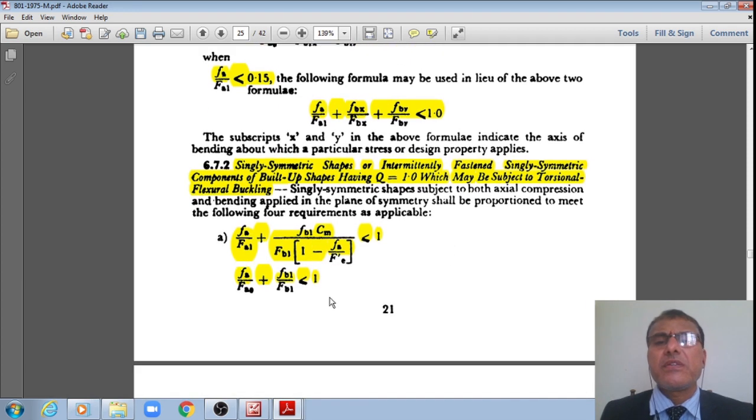Then this is of the formula: fa divided by Fa1 plus fb1 multiplied by Cm divided by fb1 multiplied by 1 minus fa divided by Fe prime should be less than or equal to 1, or that is now given by fa divided by Fac plus fb1 divided by Fb1, actual bending stress divided by permissible bending stress, should be less than or equal to 1. That is what is called the unity check.